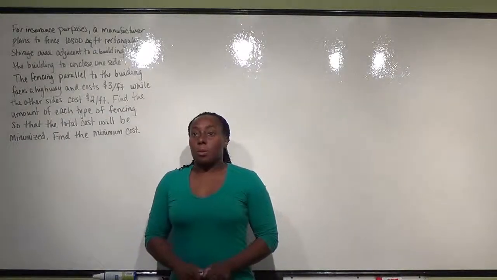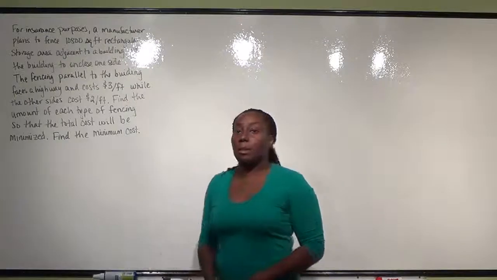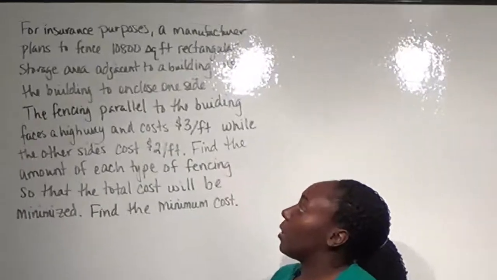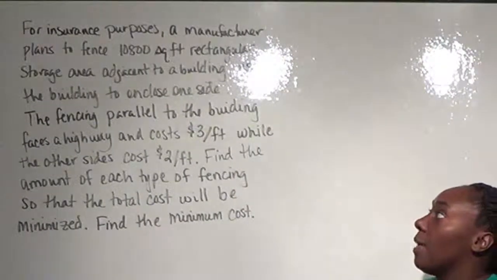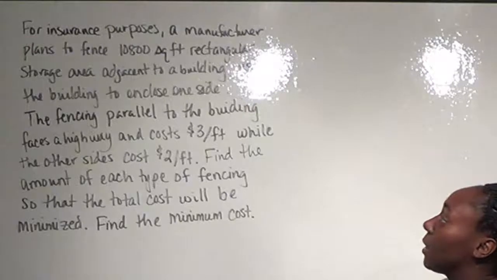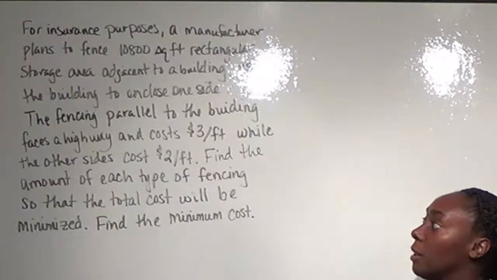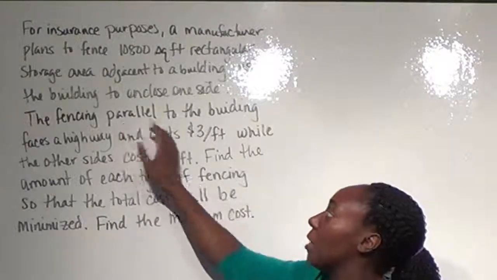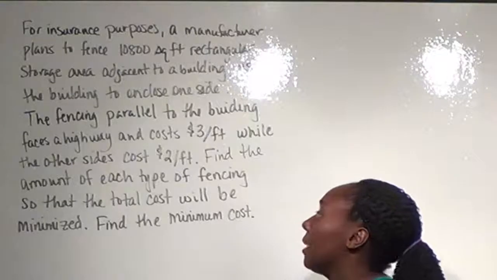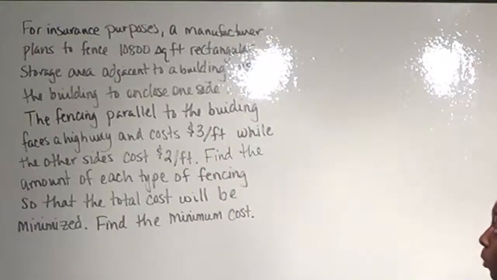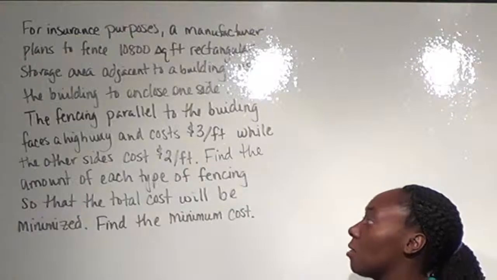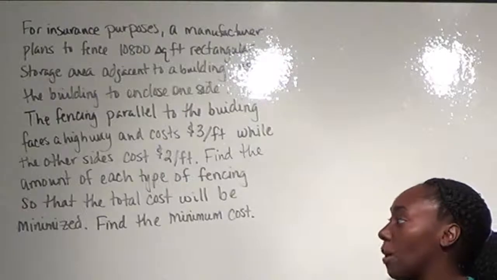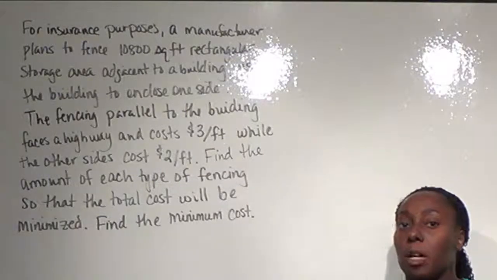In this next example, we will look at another max-min optimization type problem. So here we're given, for insurance purposes, a manufacturer plans to fence 10,800 square feet of a rectangular storage area adjacent to a building. He wants to use the building to enclose one side of this area. The fencing parallel to the building faces a highway and costs $3 per foot, while the other sides cost $2 per foot. We want to find the amount of each type of fencing so that the total cost will be minimized, and then find the minimum cost.